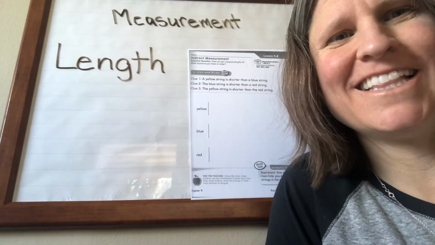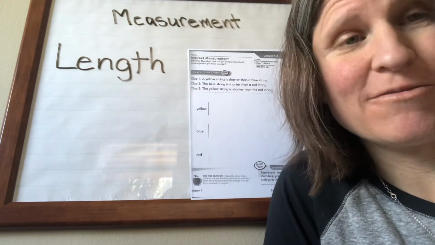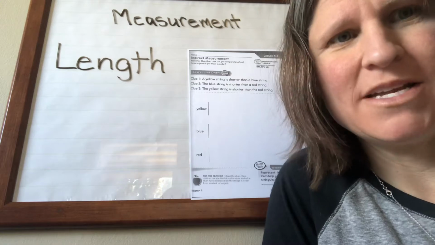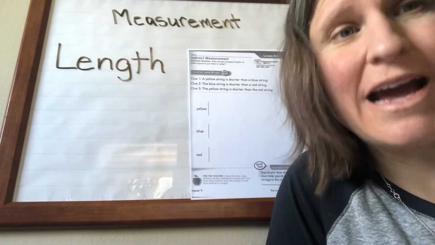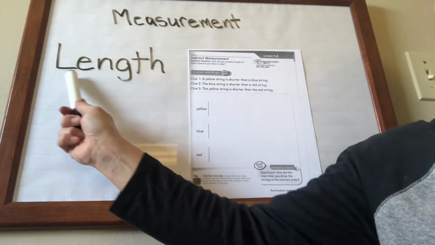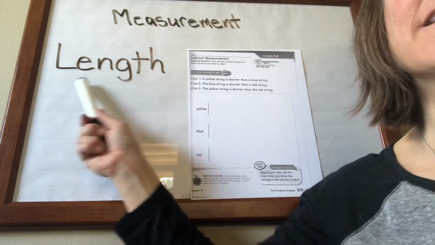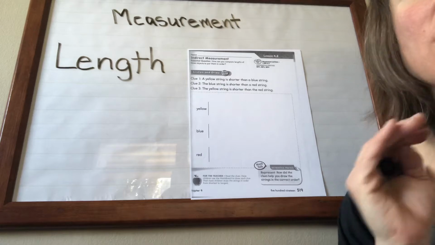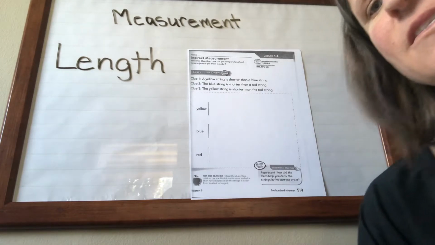Welcome to Chapter 9, Lesson 2. Again, we're going to be working with measurement. Measurement refers to how long something is, which is also called its length. Its length is how long or tall something is.